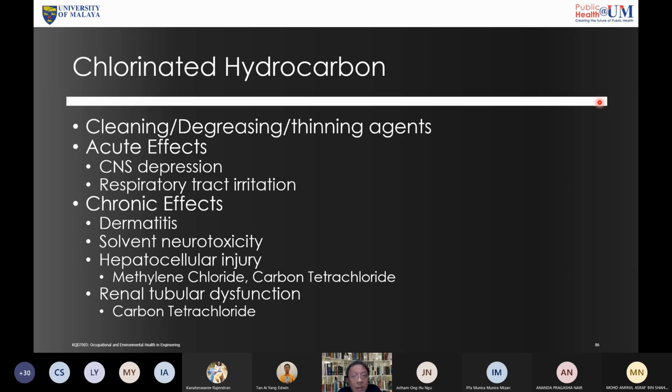Chronic effects: dermatitis of the skin, solvent neurotoxicity, hepatocellular injury with methyl chloride and carbon tetrachloride. Anyone know where you use carbon tetrachloride? Renal tubular dysfunction, also carbon tetrachloride. So carbon tetrachloride causes renal tubular dysfunction. Anyone know where you use carbon tetrachloride? Where do we use carbon tetrachloride?